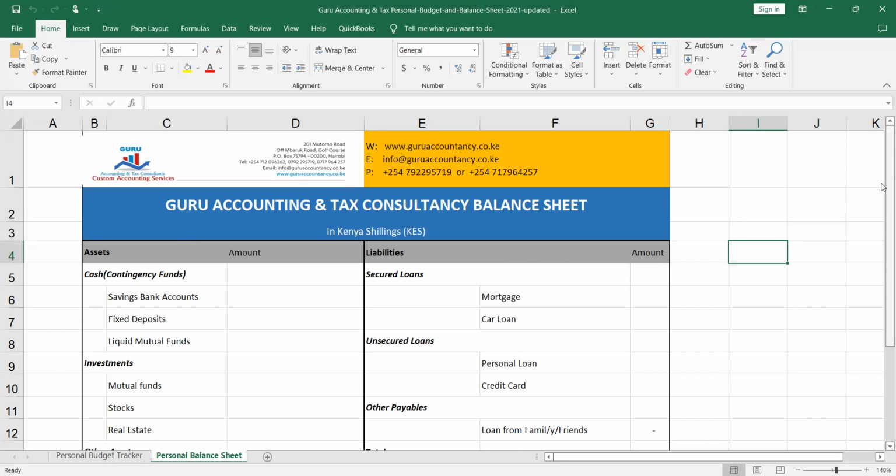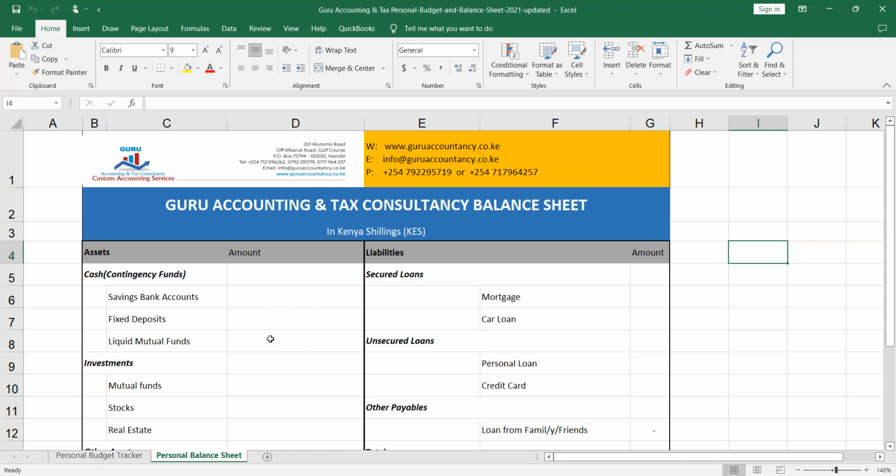Okay. So if you talk about assets, then you can talk about cash. So it could be in terms of contingency funds. If you talk about contingencies, it's just money set aside for any expected use, emergency, or for any other purpose. So we could talk about savings bank accounts. How many savings accounts do you have, and how much money is in those savings? So you'll be able to do your total here. If you have fixed deposit accounts where you put in money, either monthly or with a standing order towards this, you'll be able to put the total here.